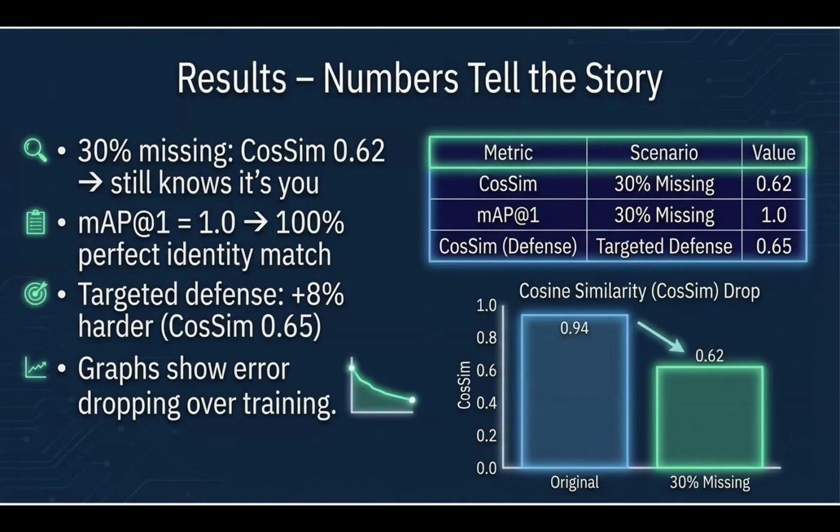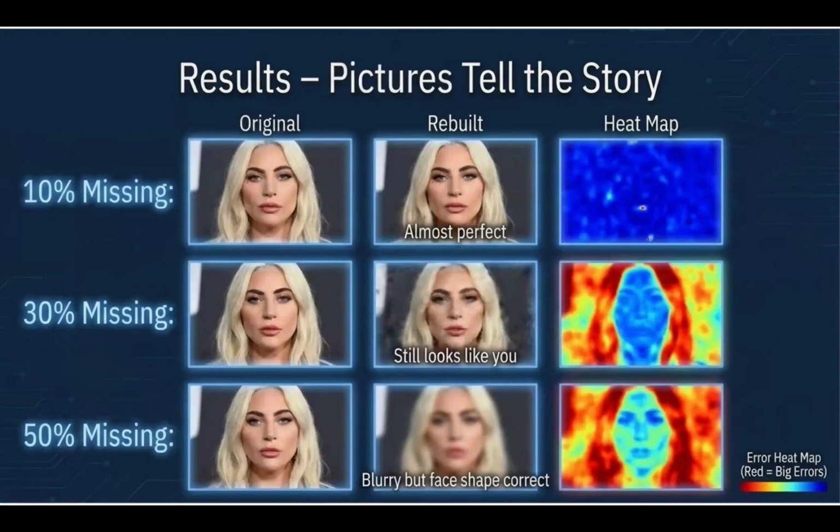To put that in perspective, most commercial face recognition systems match at a threshold around 0.5 or 0.55. In fact, when we feed these reconstructed faces back into the original Inception ResNet V1 recognizer, the identity match rate is 100%. Every single time the system says, yep, that's the same person. Even at 50% missing data, we still recognize the faces, but they are a bit blurry. We will see that in the next slide, which shows examples.